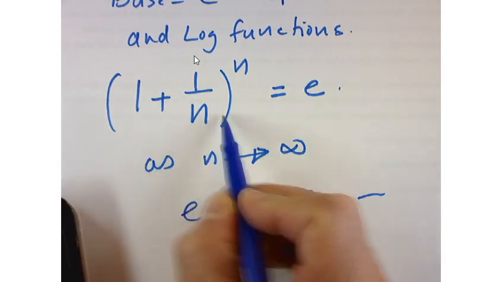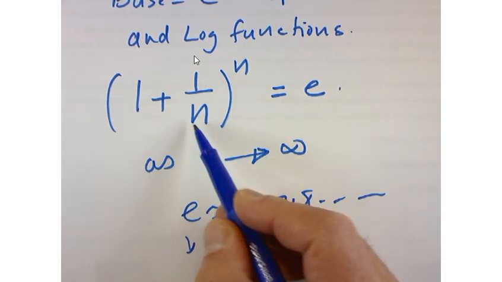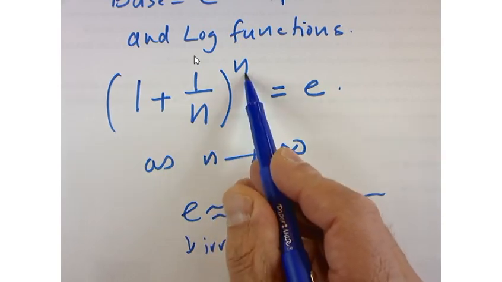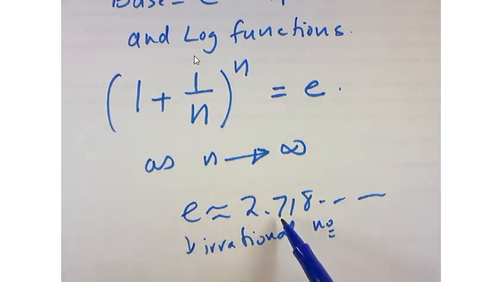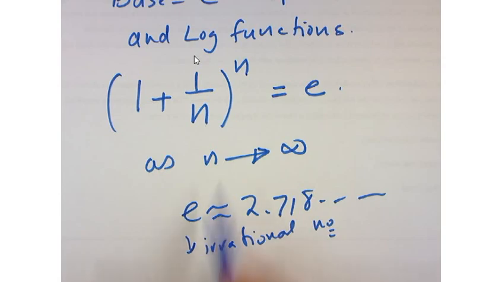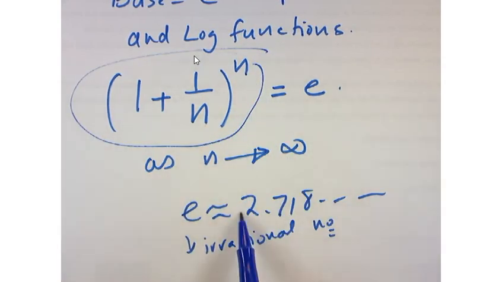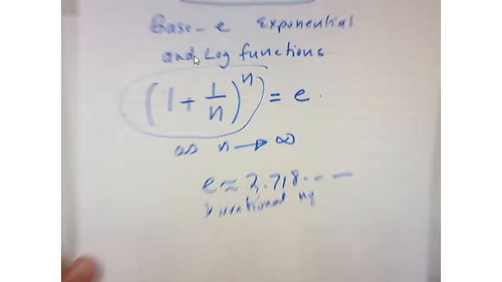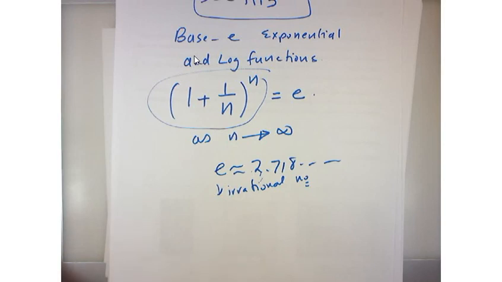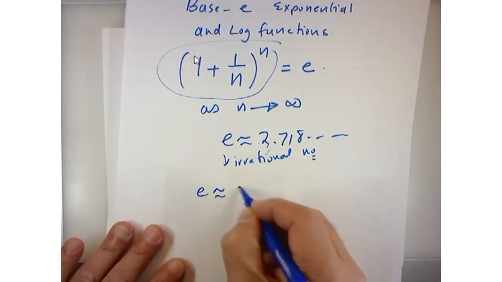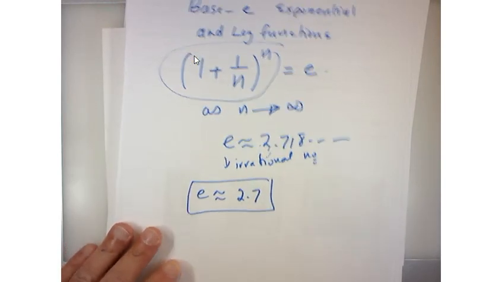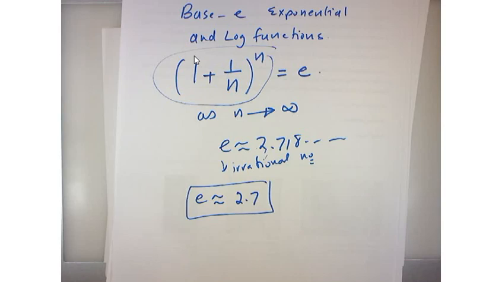And if you do 1 plus 1 over, say, 10 million to the power 10 million, you get that number. You keep increasing n, and that expression is going to equal 2.718. That's something you could do on your calculator. So for e, just keep in mind that it's roughly 2.7, so we can use that estimation.